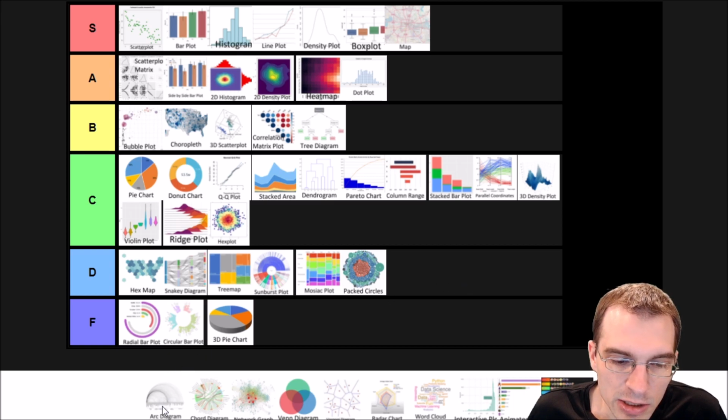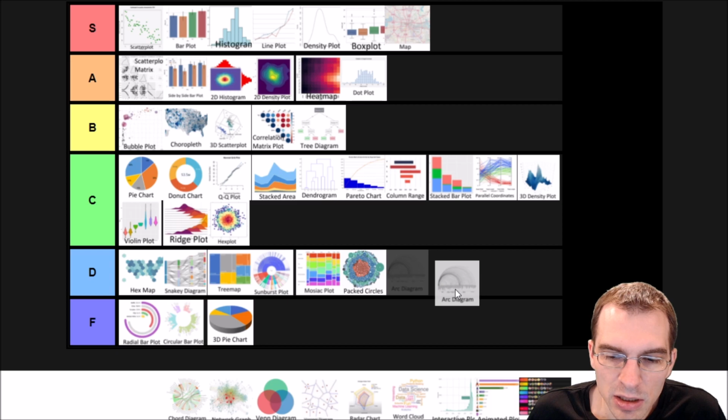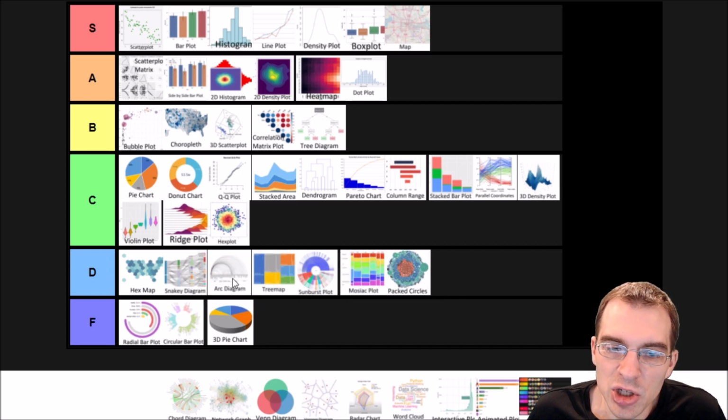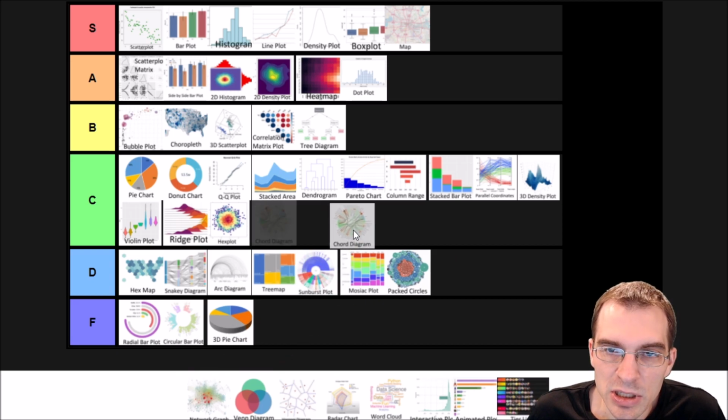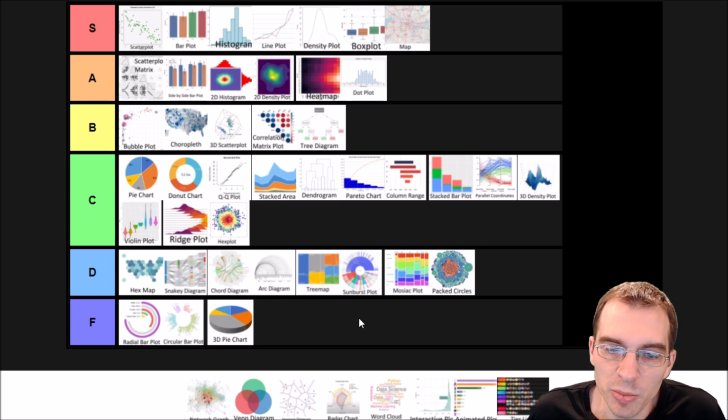Next we have the arc diagram, showing relations between different things with connected lines across one axis. I'm going to put this one in D tier just because it's pretty hard to tell what the connections are. It can just become a big jumble of lines. And on the same note, the chord diagram is pretty similar. It's showing connections between different things in a circular orientation instead of on a single axis. But it's very similar to the arc diagram in what it's trying to show. And again, it can end up being just a big jumbled mess.